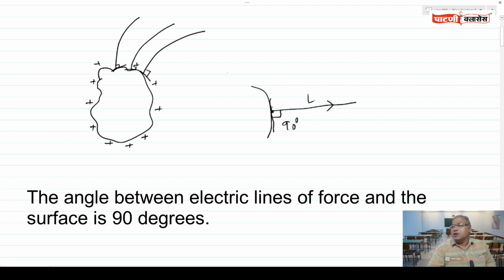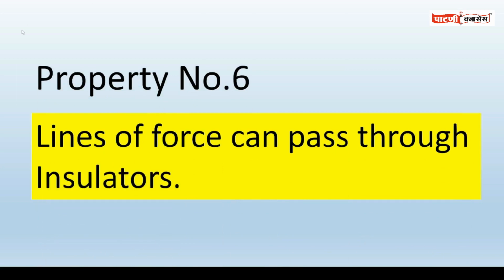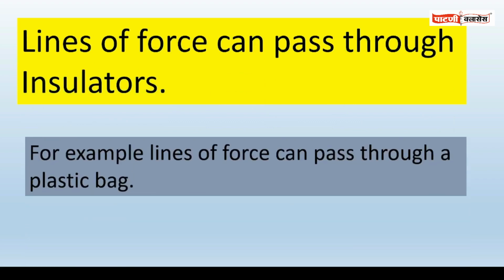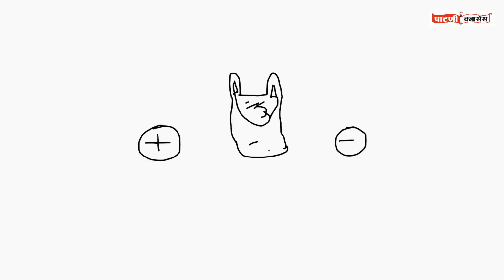So these are the lines of force and it is a surface. The angle between the surface and the line of force is equal to 90 degrees. Lines of force can pass through insulators. For example, lines of force can pass through a plastic bag.